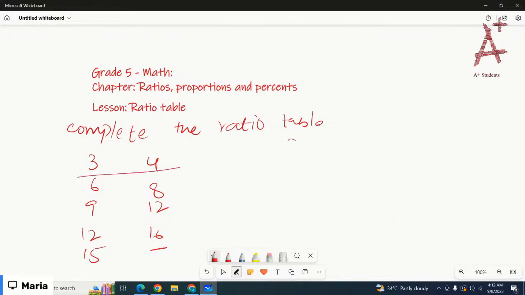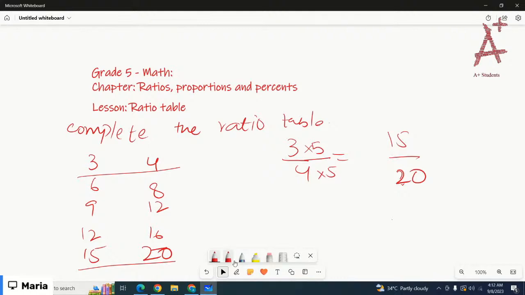Just look at the very first line, 3 divided by 4, right? Then equate it with the missing one, 15 divided by the missing value. So 3 times what number is 15? 3 times 5 is 15, right? That means you have to multiply the numerator and denominator by 5. So it is 20. Very good, right? It would be 20. Very good.